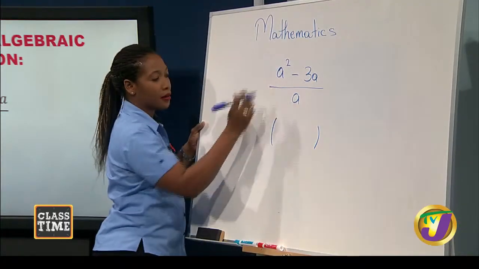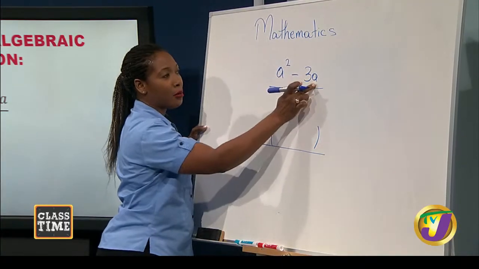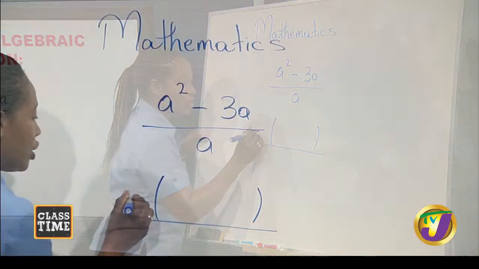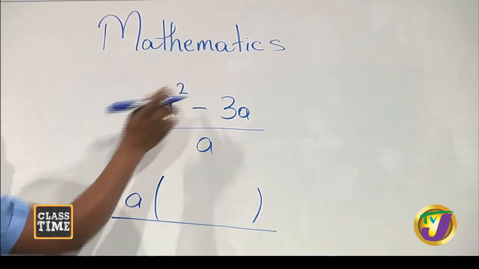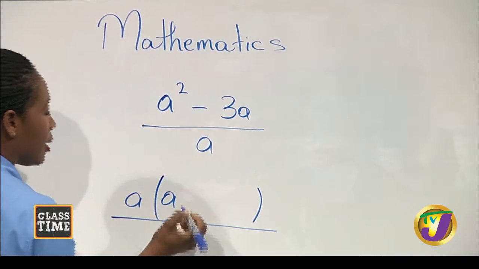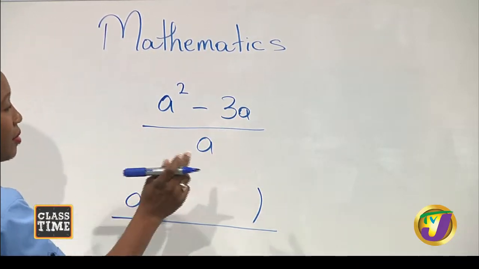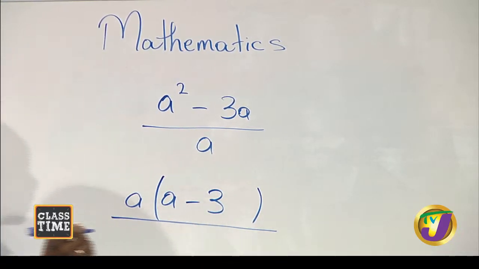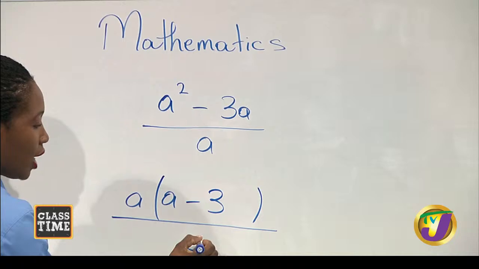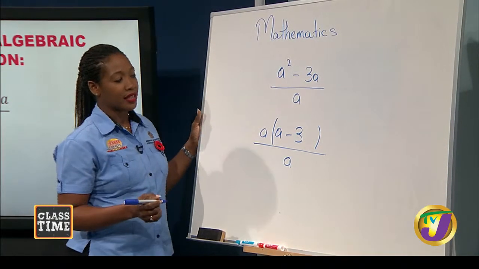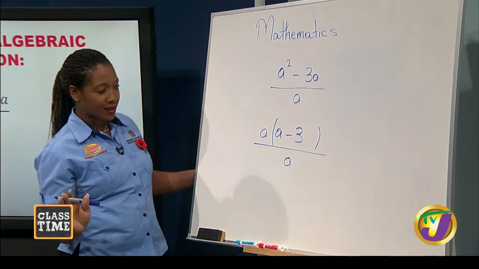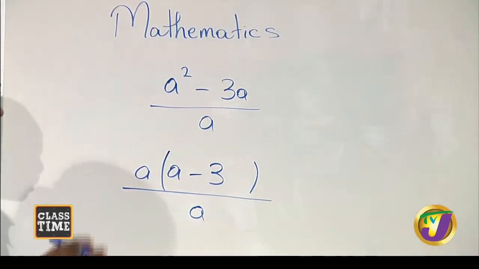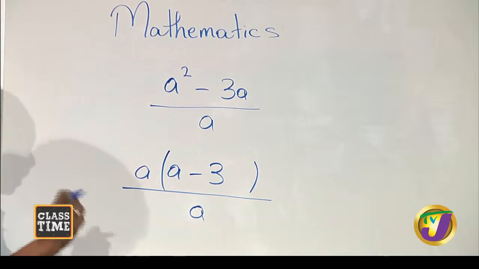So what's common? I have a that is common to both a squared and also common to 3a. If I were to factor out a from a squared, I'd have a left. If I factored out a from negative 3a, I would have negative 3 left. And of course, we have one term there, one value in the denominator. So I've factored out a. Now I have a, open bracket, a subtract 3, close bracket, all divided by a.